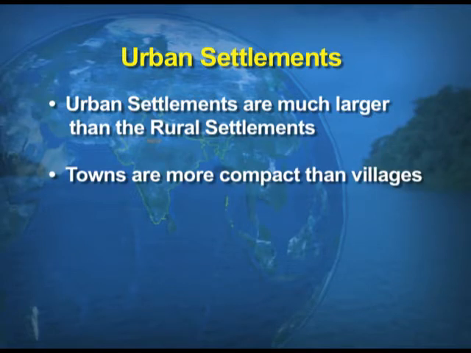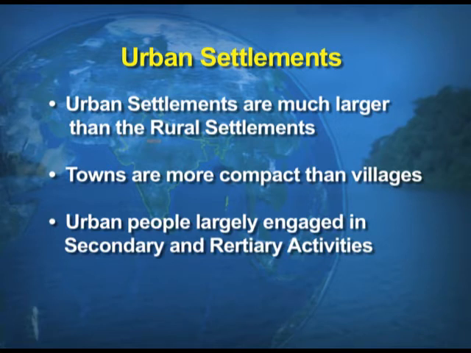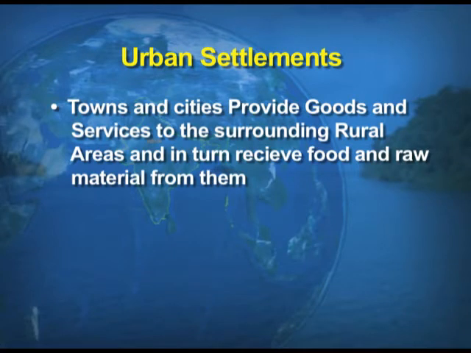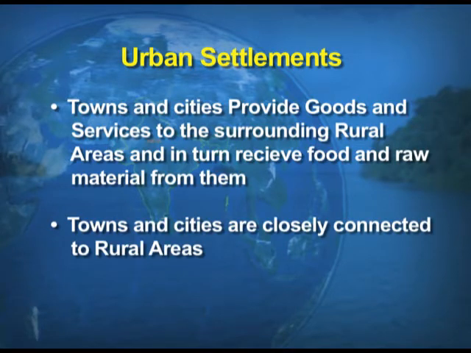Towns are very compact compared to the villages, and urban people are largely engaged in secondary and tertiary activities. Towns and cities provide goods and services to the surrounding rural areas, and in turn they receive food and raw materials from them. Towns and cities are generally closely connected to the rural areas.